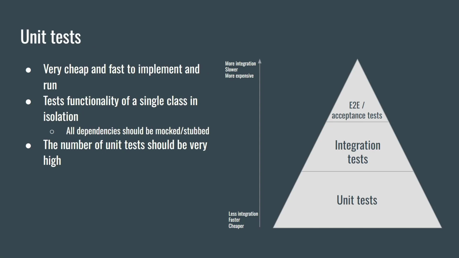So if we start to take a look at unit testing, that's the pillar of everything. That's the bottom of the pyramid. They're very cheap and they're very fast to implement and they're very fast to run as well. They test functionality in a single class in isolation, so we actually mock or stub all the dependencies of the class, so that we know that it's only that one single class that we're testing. The number of unit tests is usually very, very high. We have a lot of tests covering different scenarios of each of our components. So this is the foundation of our test suite.